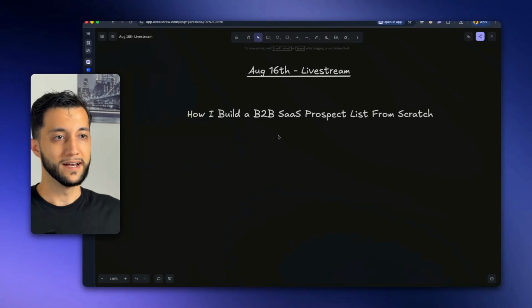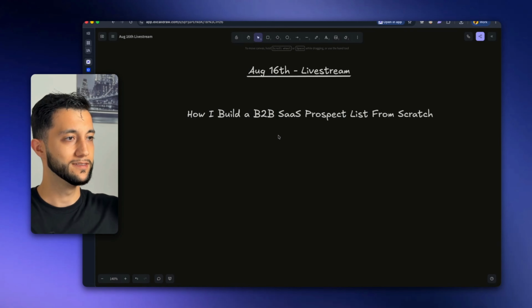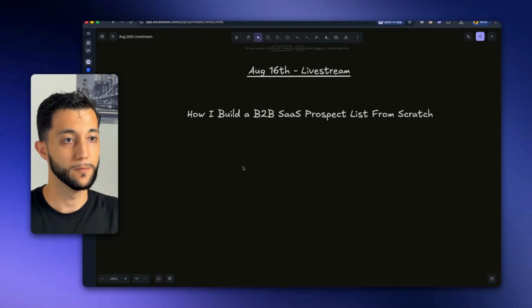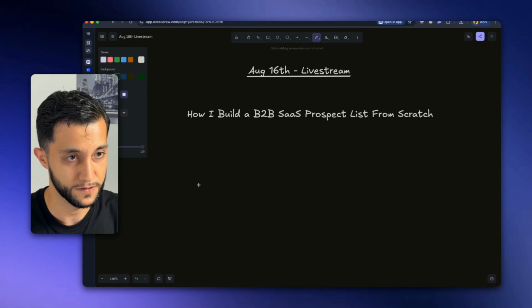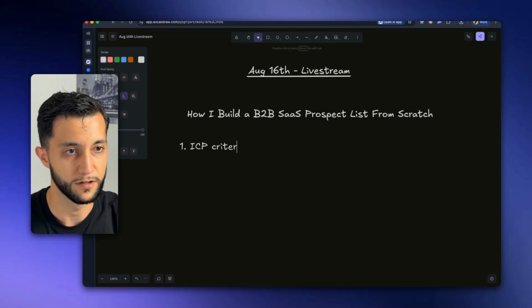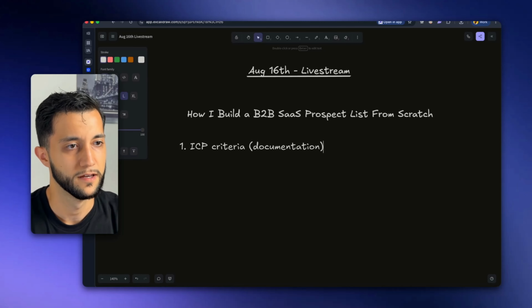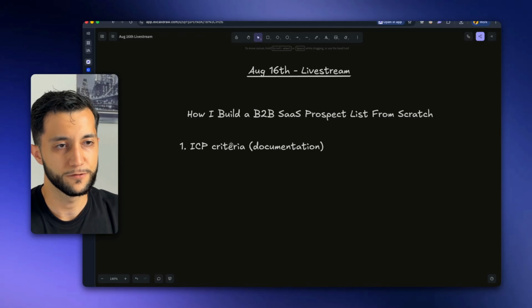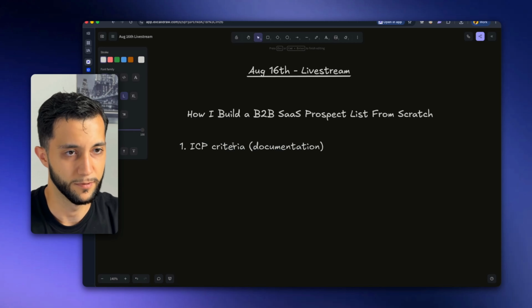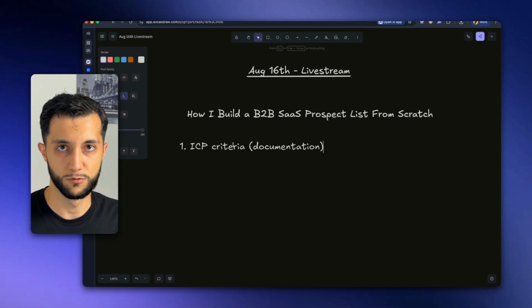So I start off any prospect list by defining who I need to reach out to. Usually when we have clients, they have their ICP criteria uploaded, right? They have some documentation on that, which we can give to our AI, and then the AI will make sense out of that for us. So this will be the main thing that we have to look for so that we can build these lists properly.